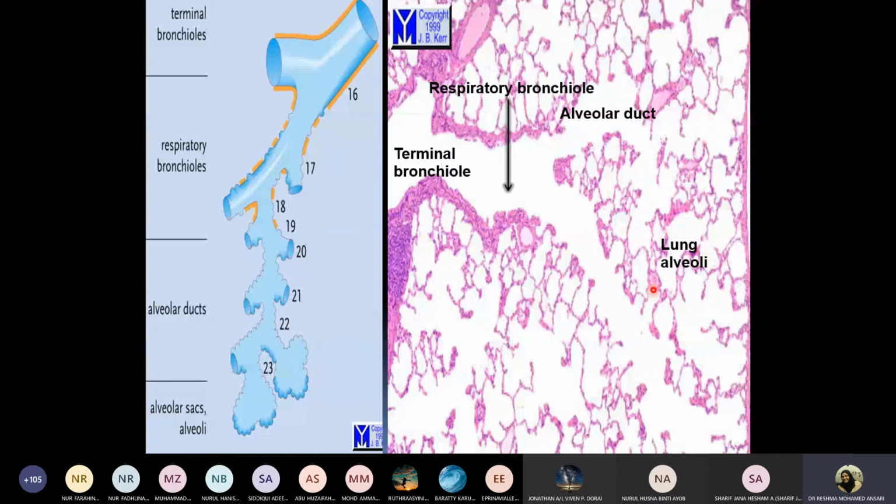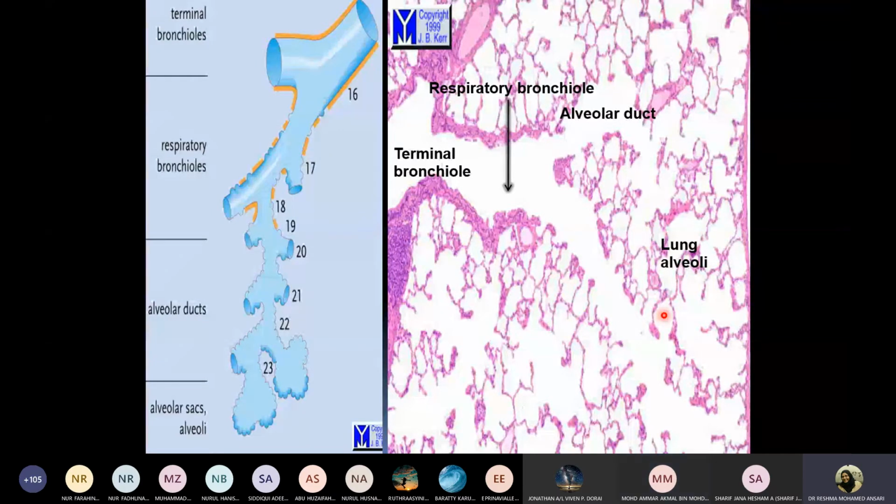If I can just put my cursor there, can you see my cursor? The red color on the right figure. Yes. So that is one lung alveolus. That is one alveolus for you. Okay. Can you see the red color cursor? I mean the alveoli, lung alveoli. Yes, it's only air.